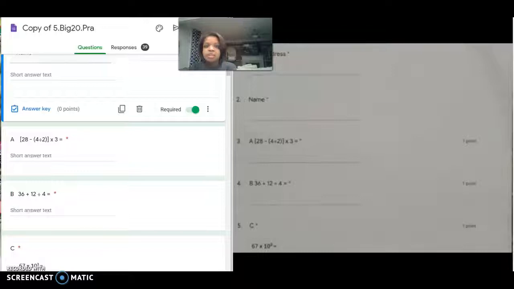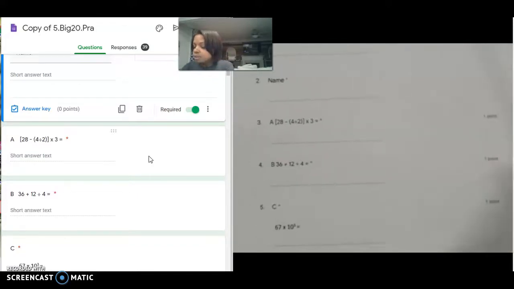Hey guys, we are going to go over the Big 20 practice, okay? So you completed this on the Google Classroom, which looked like this. I printed out a copy, so I'm going to go over it problem by problem with you. In this first recording, it's going to be problems A through J, okay? All right, so let's look at the first one.